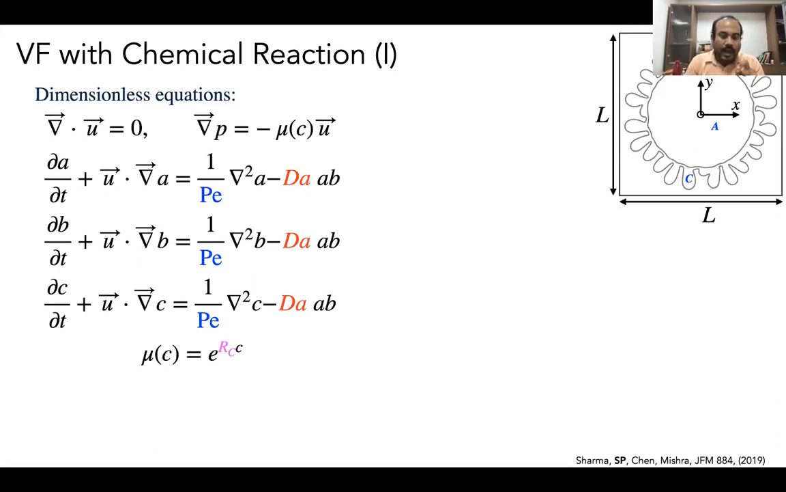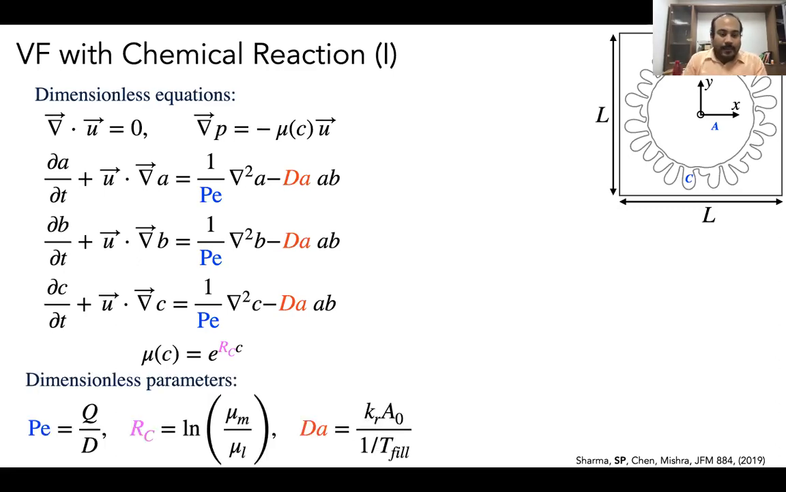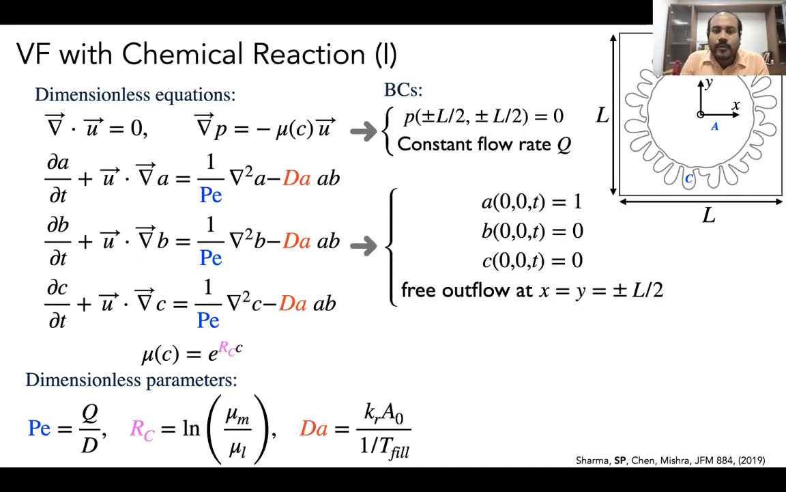There is a typo: the last equation should have a plus Damkohler AB, not minus Damkohler AB. With this we have three dimensionless parameters, and we have imposed these boundary conditions. What are the boundary conditions we impose? We impose a constant flow rate Q at the center, from which the fluid is injected.